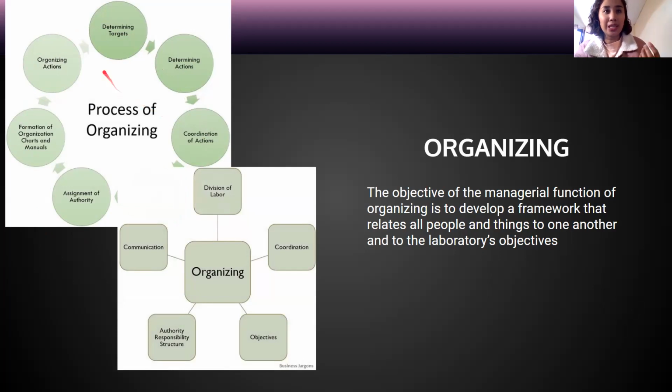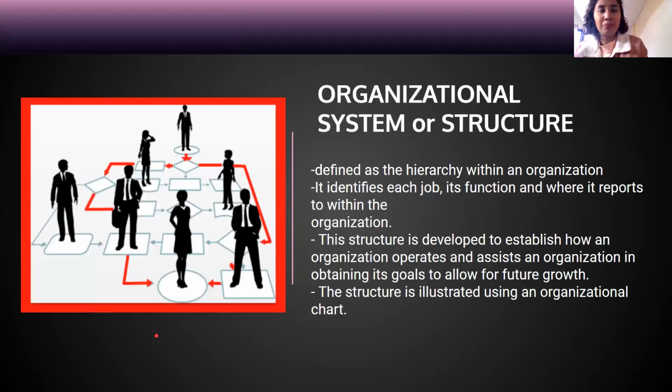So in organizing, we again need objectives. Okay? So there is coordination. Same word. It should be proper communication, the relationships, the division of labor, and the authority responsible. So organizing is a big job. Okay? So every person has a relationship. All employees have a relationship with one another.